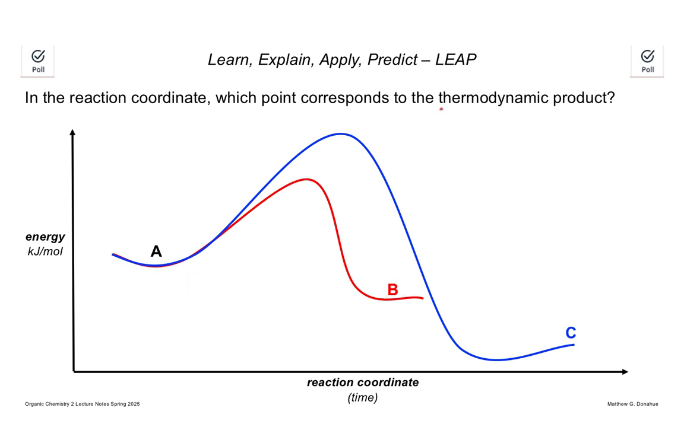Which point corresponds to the thermodynamic product? Using our same line, now we're going to draw the line down, and we can see that we drop down further to point C, which indicates C is more stable than B. That's what we mean by the thermodynamic product.